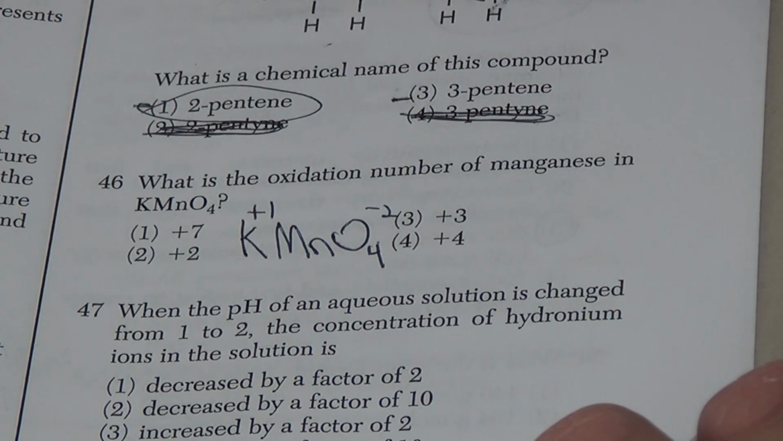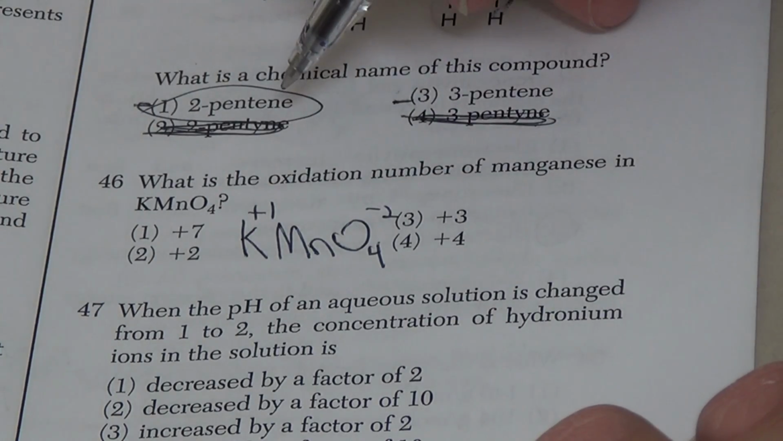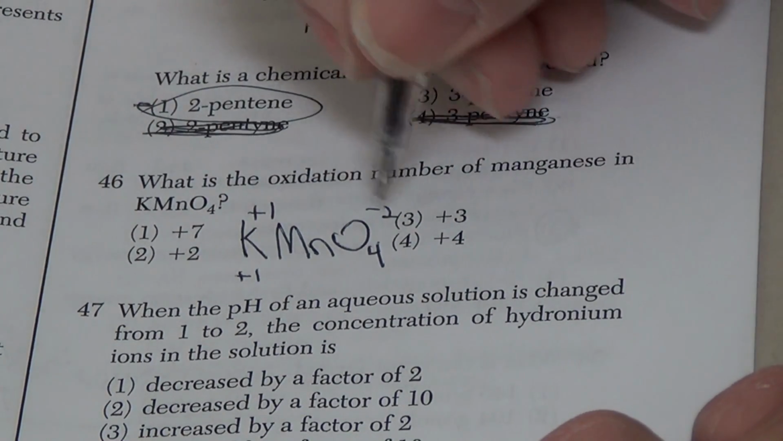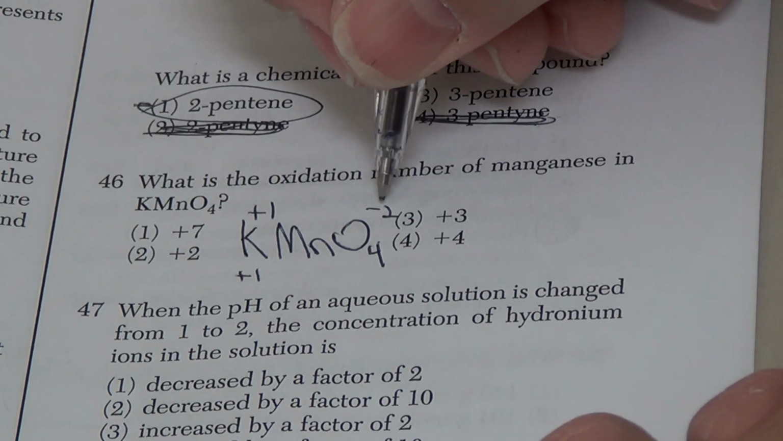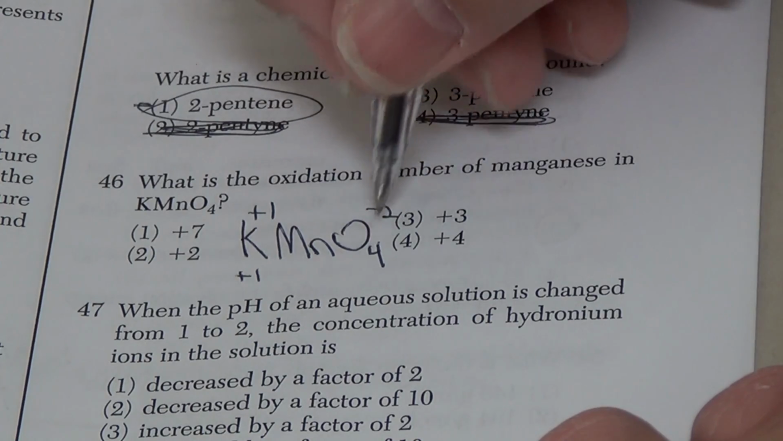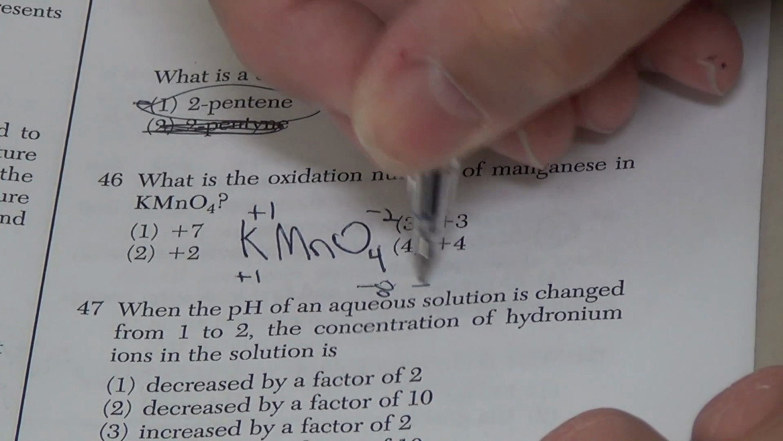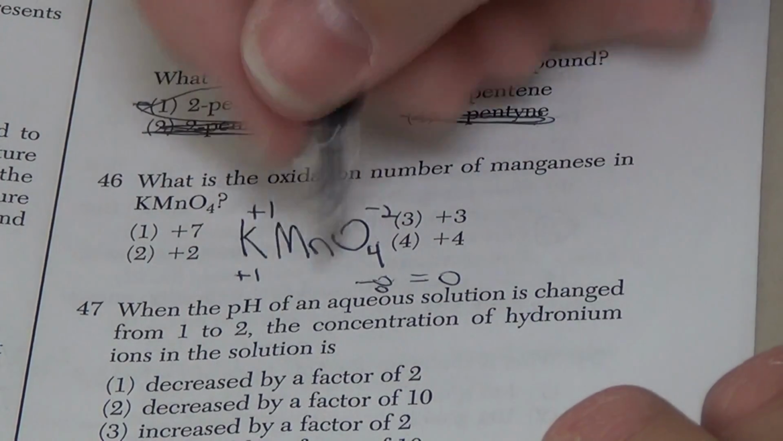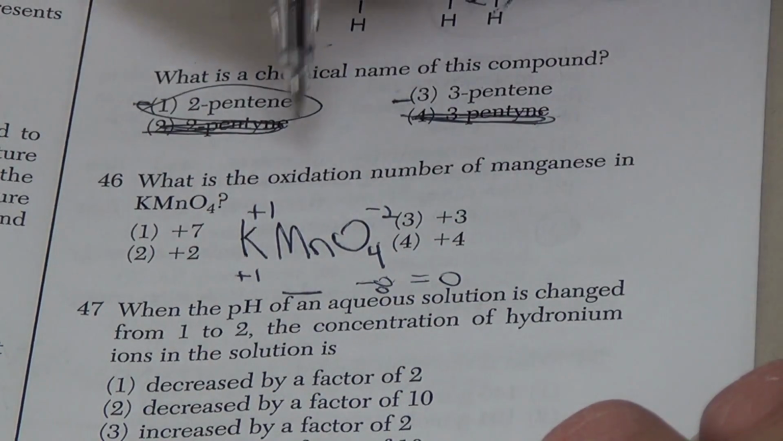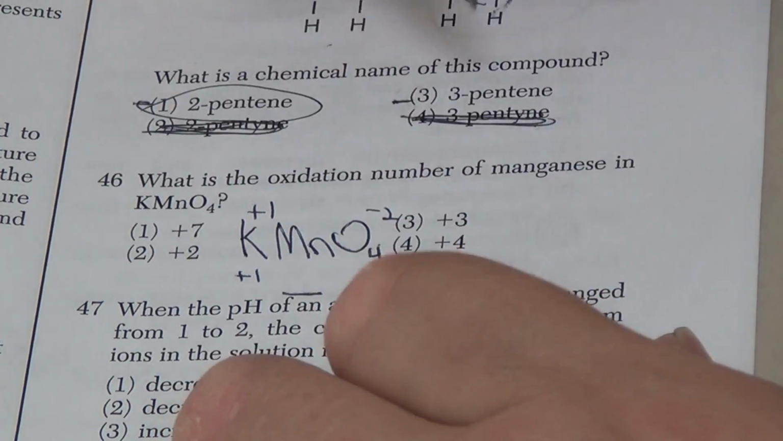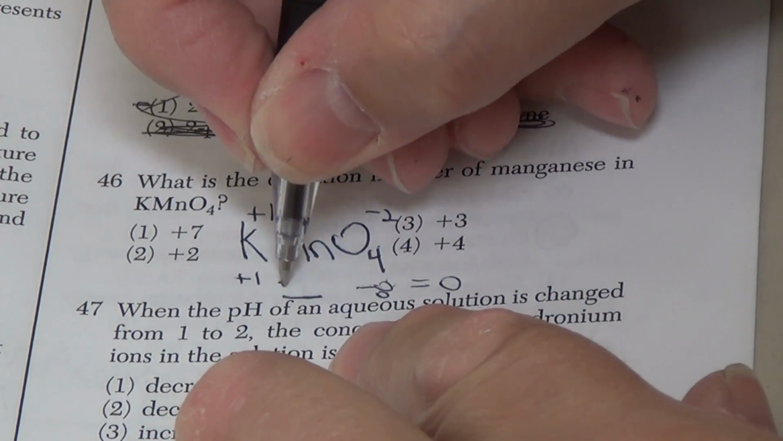0. Now, we have 1 potassium, which contributes +1 towards that goal. We have 4 oxygens, each of which is -2. So oxygen contributes 4 times -2, which is -8, towards that goal of adding up to 0. So what does manganese have to be? Well, we've got -8 and +1. The negatives are winning, so manganese has to be positive.